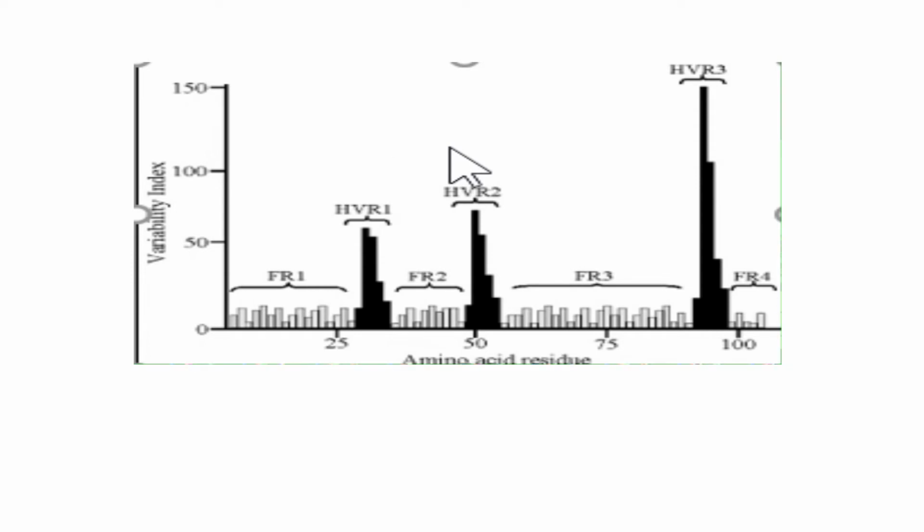The regions between the complementarity determining regions in the variable region are called the framework regions. Based on similarities and differences in these framework regions, the immunoglobulin heavy and light chain variable regions can be divided into groups and subgroups. These represent the products of different variable region genes. So this is under genetic control of the immunoglobulin genes.